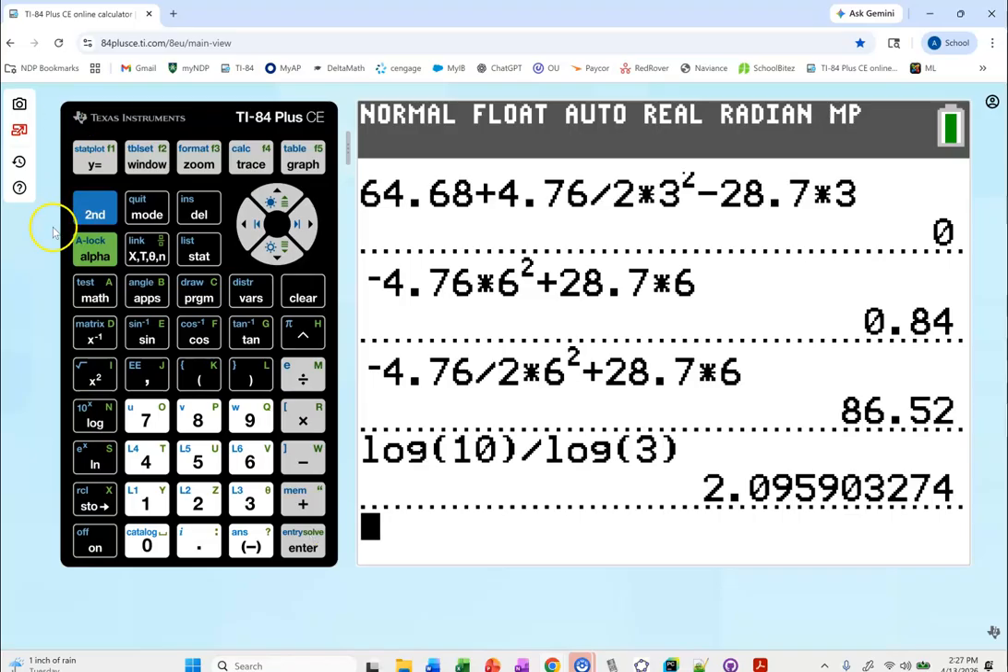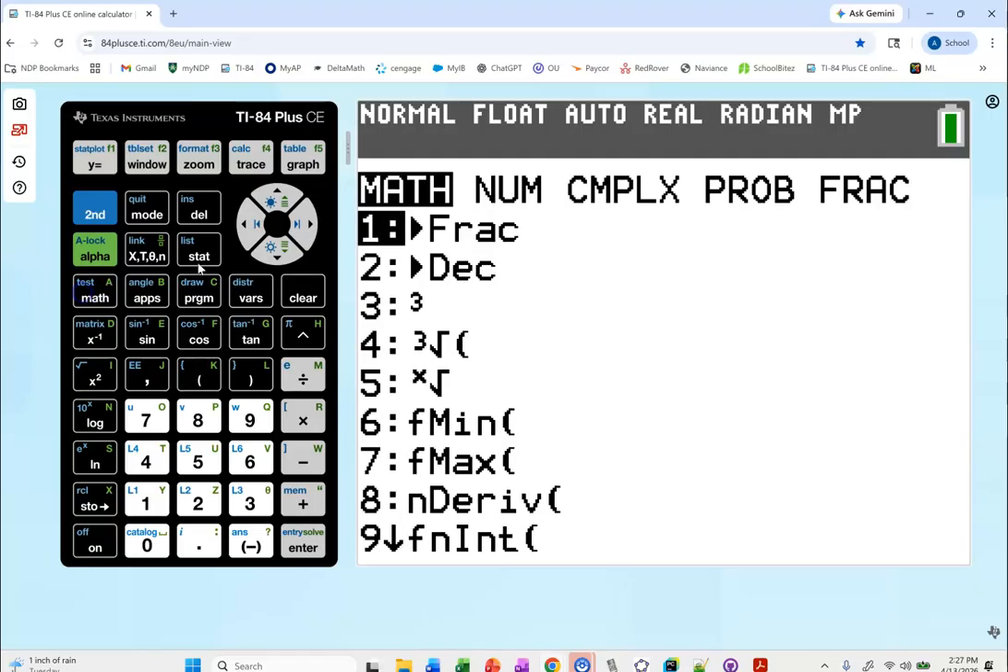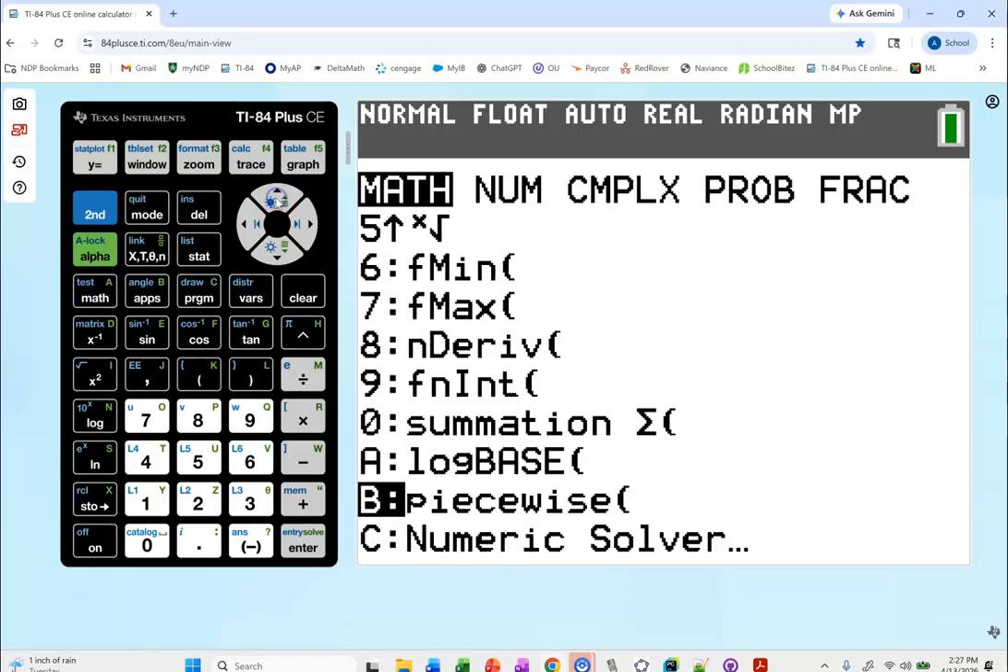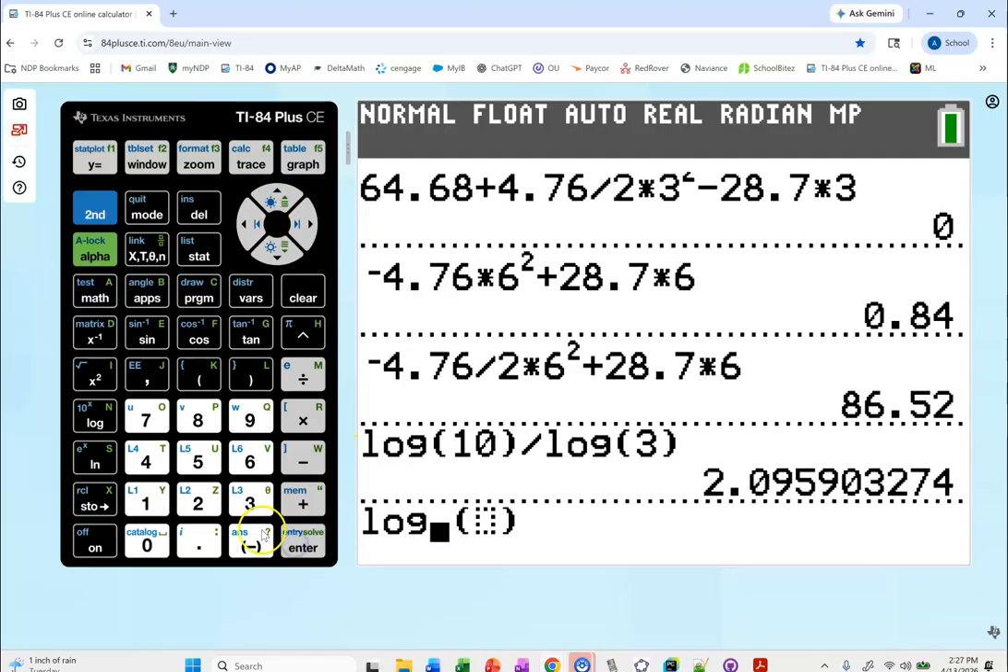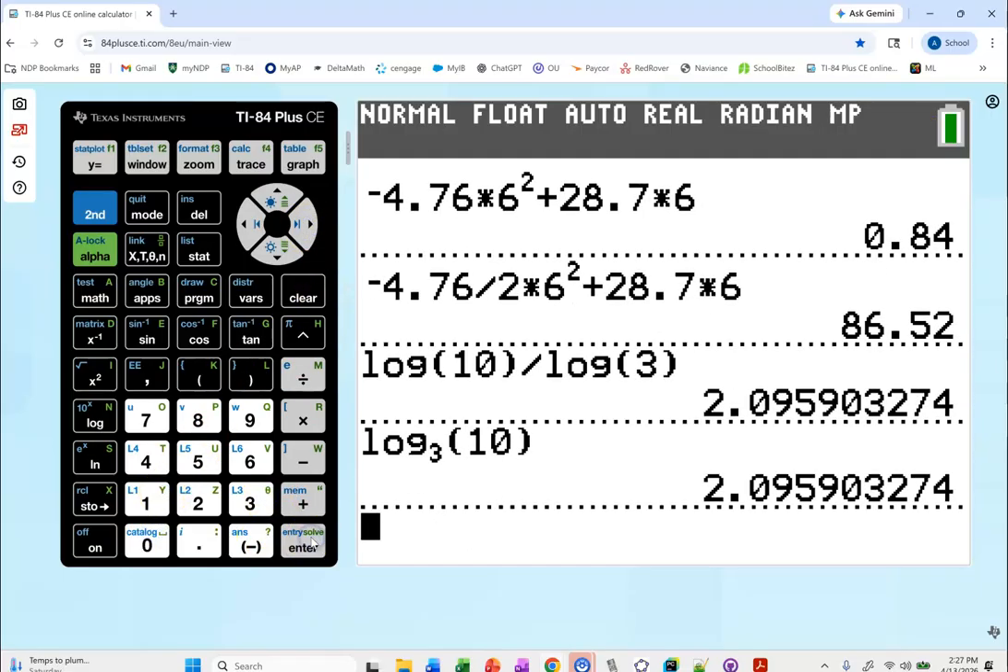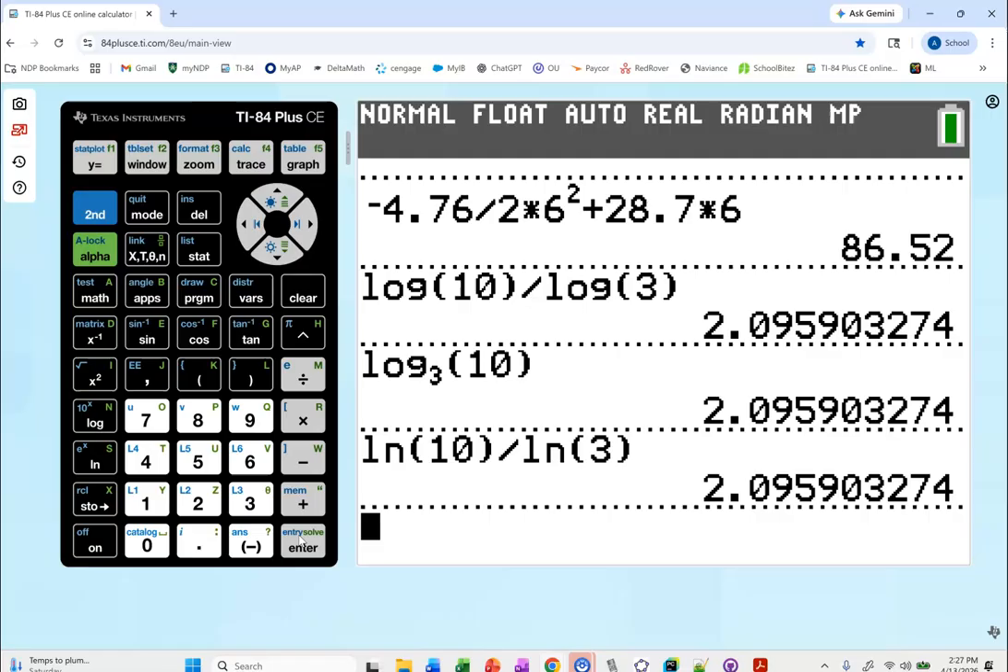Note that this is the same thing that we would get if we did the math button and then picked the log base command. And it's the same answer we would have gotten if we did natural log 10 divided by natural log 3. Right?